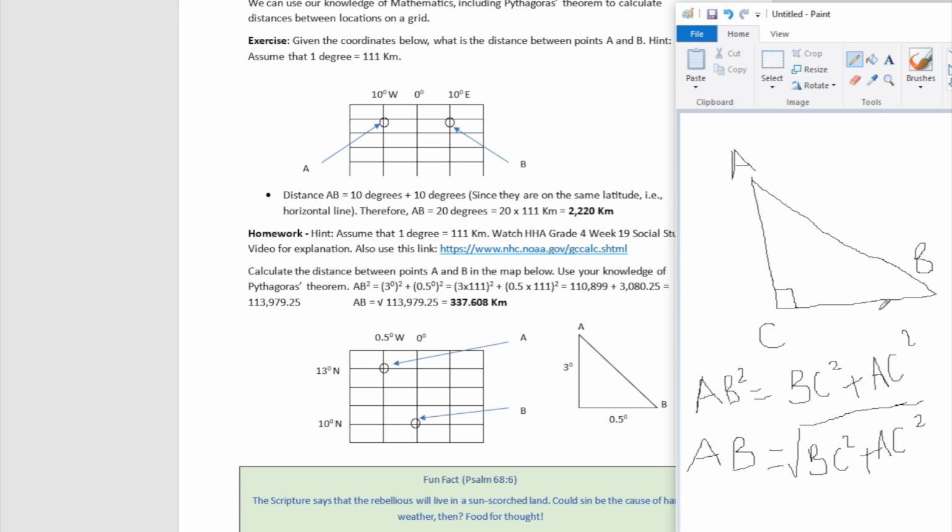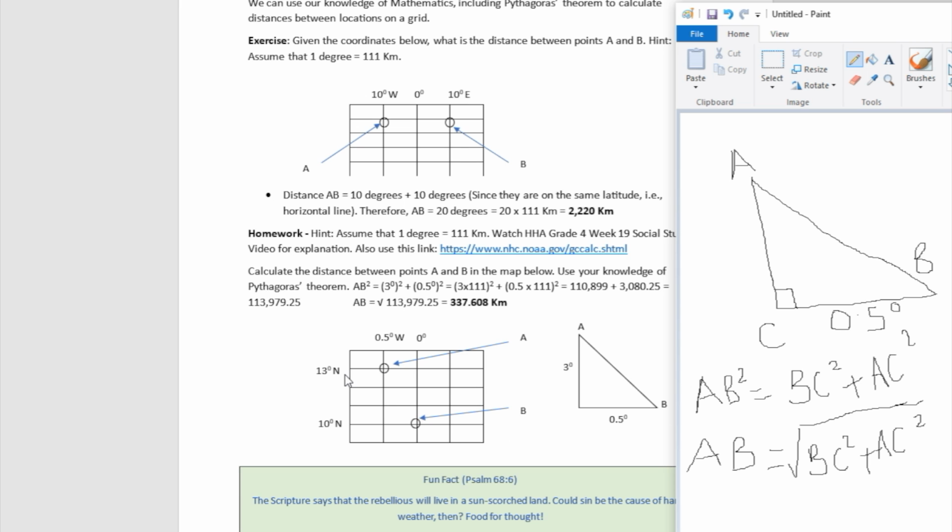So you're going to ask yourself, what is the distance in degrees between points B and C? Well, that's going to be 0.5, okay, because we're moving from here. Point A has a longitude of 0.5 degrees west. Point B has a longitude of 0 degrees. So the distance between point A and B in terms of their longitude will be equivalent to 0.5 degrees like that. All right, so that forms the base of the right-angled triangle, 0.5 degrees.